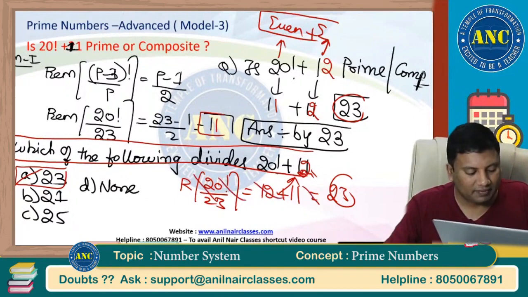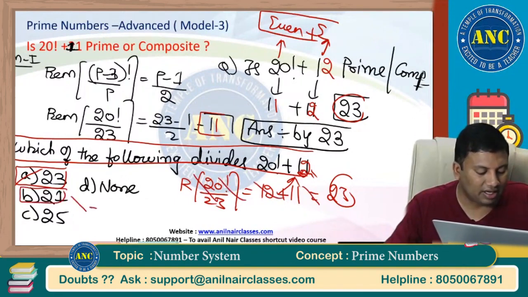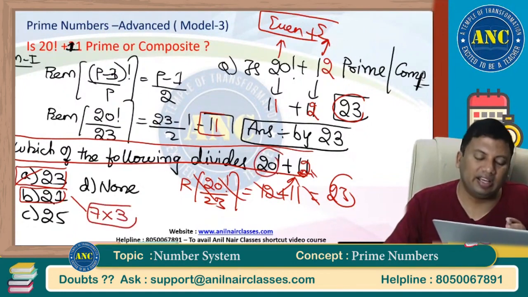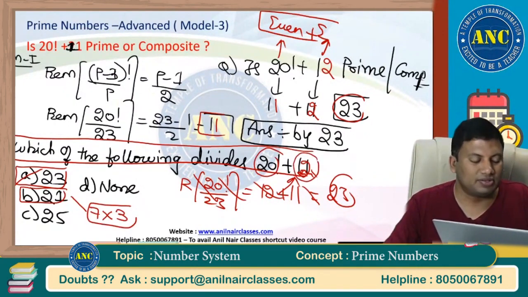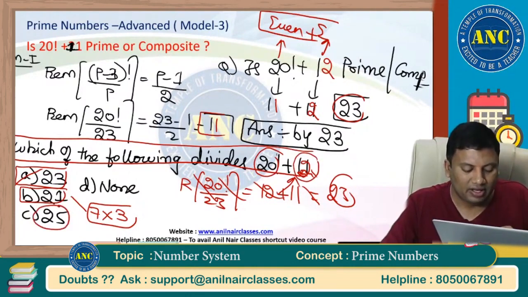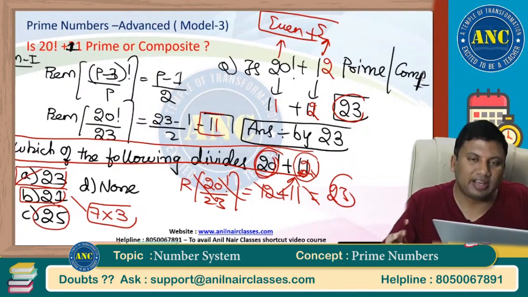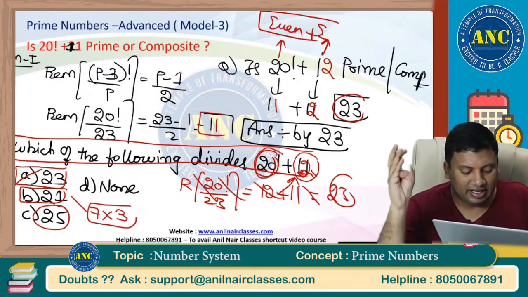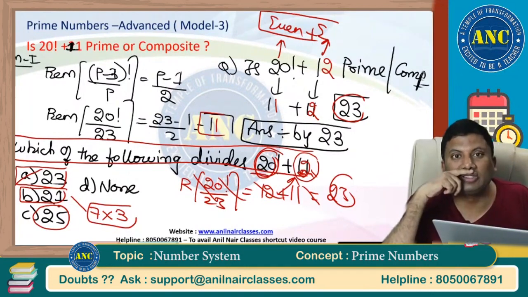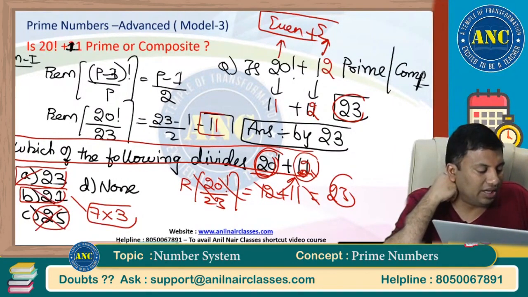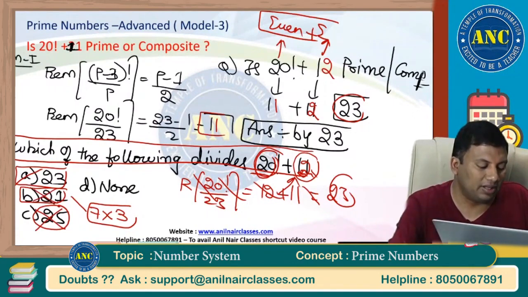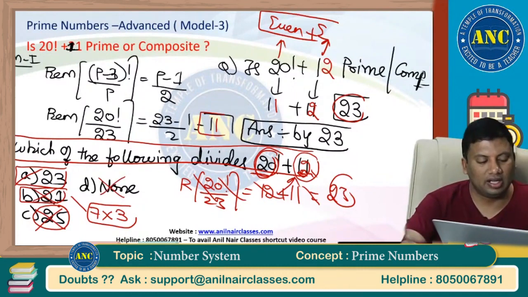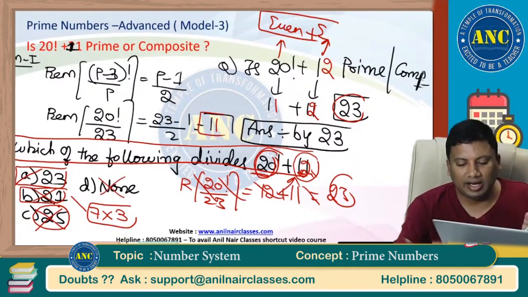Or if you see here, it is 21. 21 is 7 into 3. 20 factorial contains 7 into 3. 12 is not divisible by 7 and 3. 25: here 20 factorial contains 5, 10, 15, 20, so it is divisible by 25. 12 is not divisible by 25. 21 cannot be the answer. 25 cannot be the answer. None of these three is right, but 23 is right. So none is also eliminated. I hope the idea is clear.